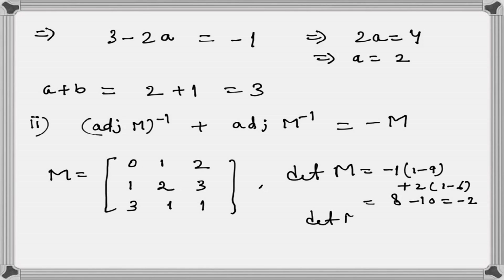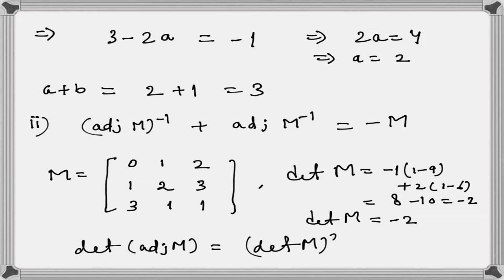So the determinant of M is equal to minus 2. As we know, the determinant of adjoint of M is nothing but the determinant of M whole square, because M is 3 cross 3, so it's 4, which is not equal to 0. This means that the adjoint M matrix is invertible. All right, okay, so let's prove the expression.